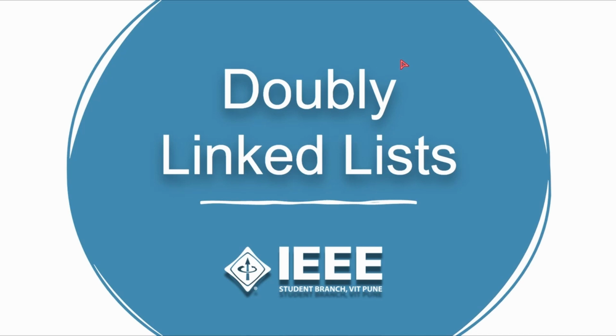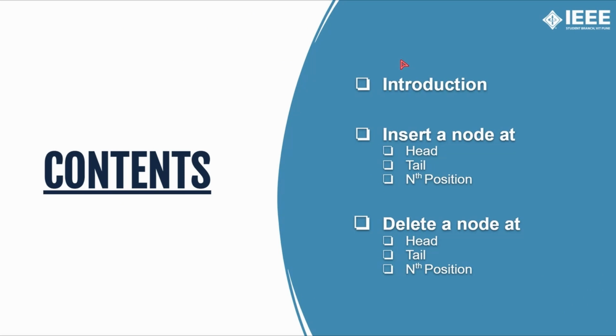In the previous video, we have seen operations based on single linked list. In this video, we'll be seeing operations based on doubly linked list. So the flow of the video will be as follows. Firstly comes the introduction of doubly linked list. Then we'll be discussing some operations in order to insert a node at head, tail and nth position respectively of a particular linked list. Similarly, we'll be performing some operations in order to delete a particular node from different positions.